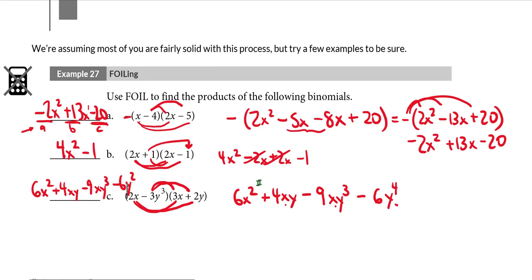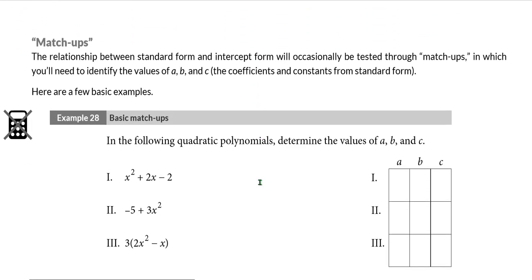Down at the bottom of this page, we have to talk about matchups. Matchups really just deal with questions on which we need to identify the coefficients and constants from standard form, although do keep in mind that A is part of intercept and vertex form as well. We tend to talk about A, B, and C, though, most commonly in the context of ax squared plus bx plus c, and I just mentioned this. There is your A, which is the coefficient in front of your quadratic term.